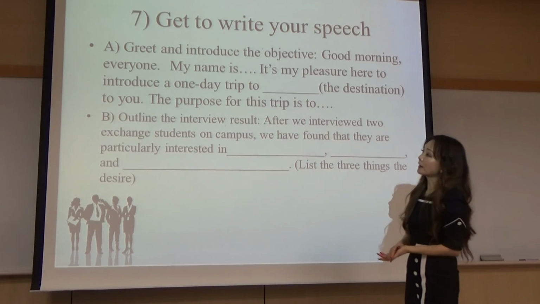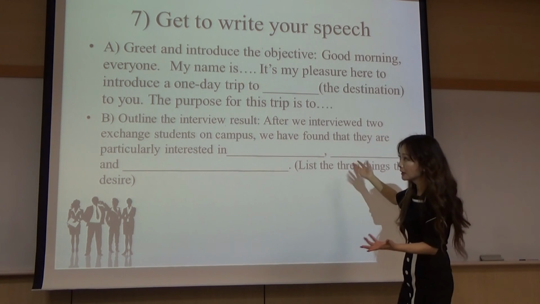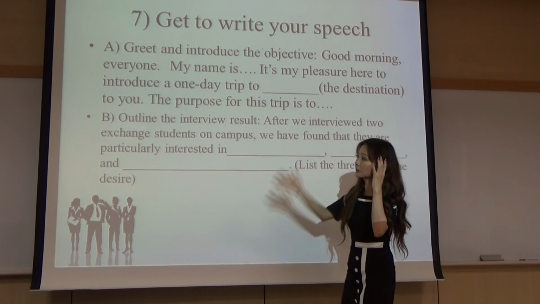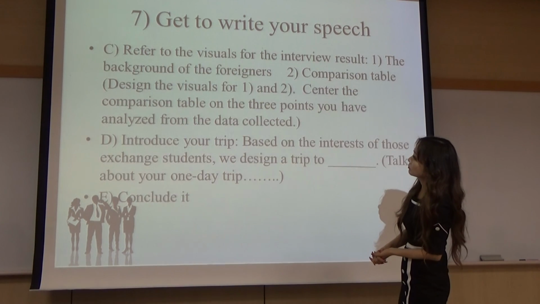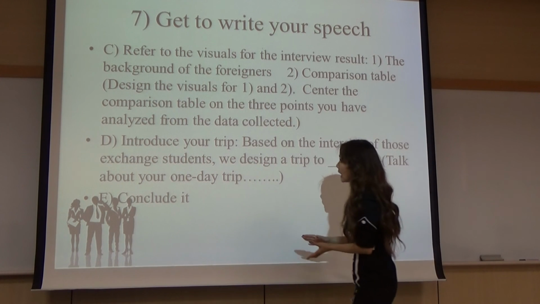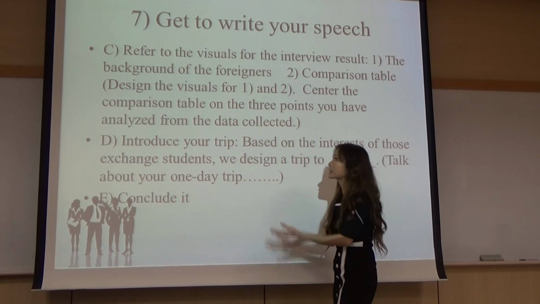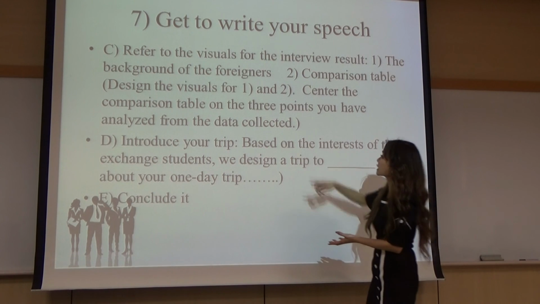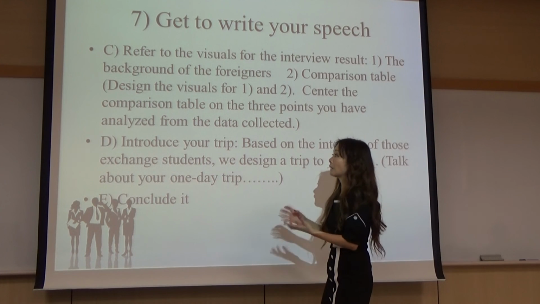So look, the first part is that they need to introduce the objective, which is the one-day trip. And the second part, they need to outline the interview result. They need to talk about how they gathered information, the data. And the third part is about the analysis of the data. So they have to talk about the background of the foreigner. They need to put out the comparison table, and they have to center their arguments and their points on the three pieces of information they've analyzed from the data they have collected.